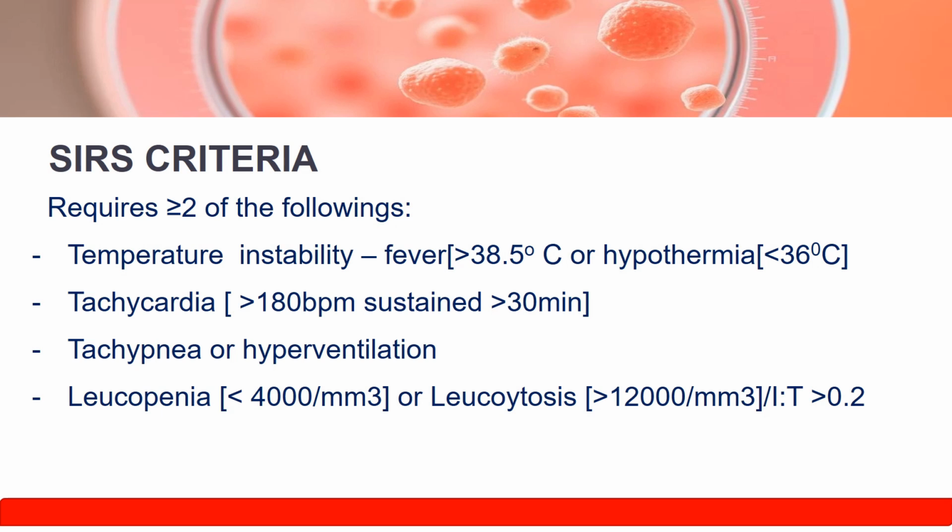Let's see the criteria. This requires two or more of the following points. Number one point is temperature instability, which can be fever or hypothermia, either fever or hypothermia. Second point is tachycardia. Third point is tachypnea or hyperventilation. And then fourth point is leukopenia or leukocytosis, or IT ratio more than 0.2.